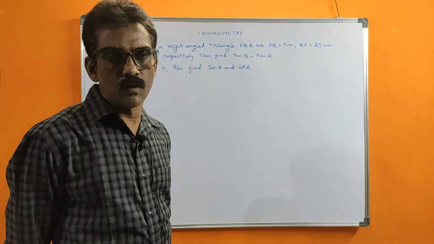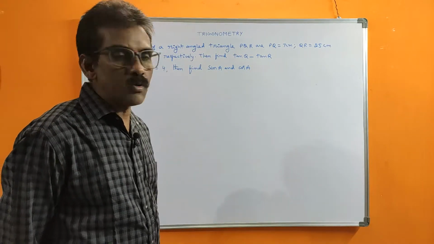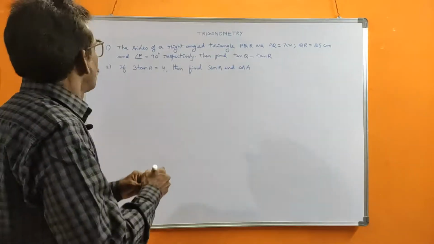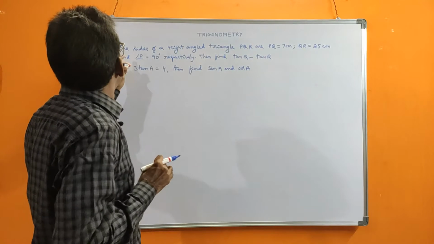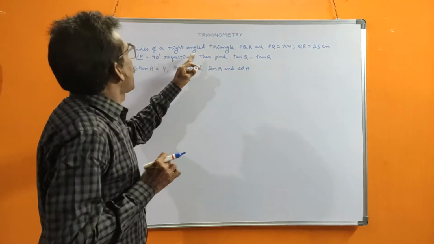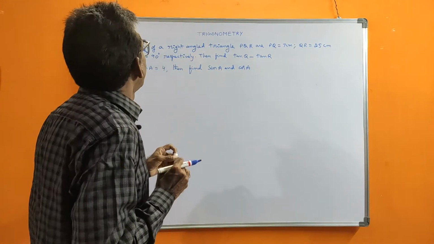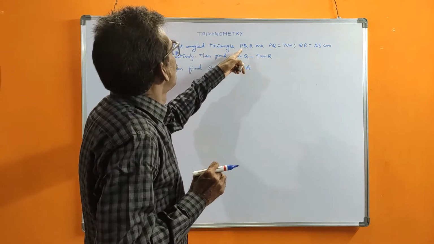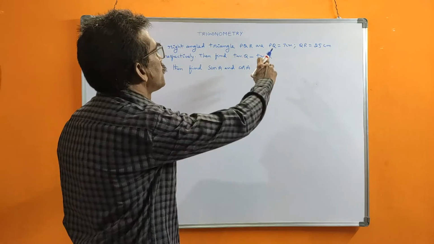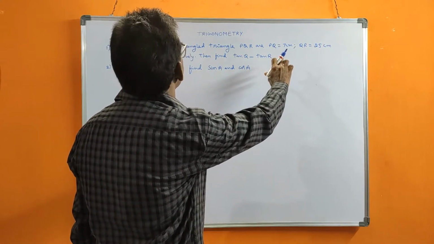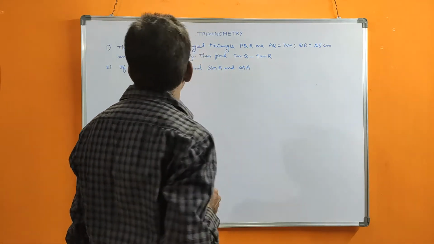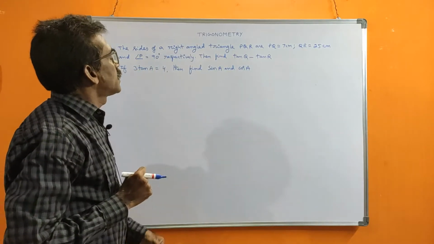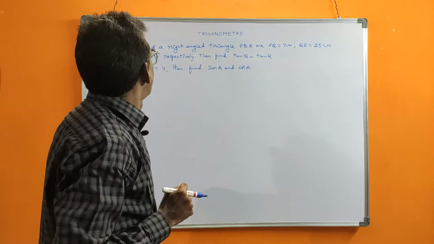Now in this video I want to explain these problems related to trigonometry. Now see the first problem. The sides of a right angle triangle PQR are PQ is equal to 7 centimeters, QR is equal to 25 centimeters, and angle P is equal to 90 degrees respectively. Then find tan Q minus tan R.